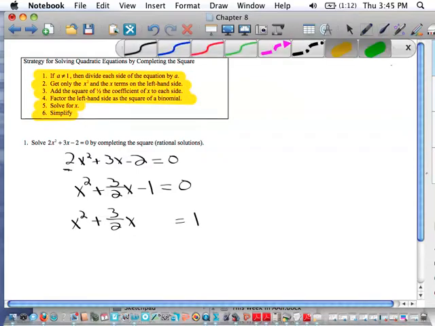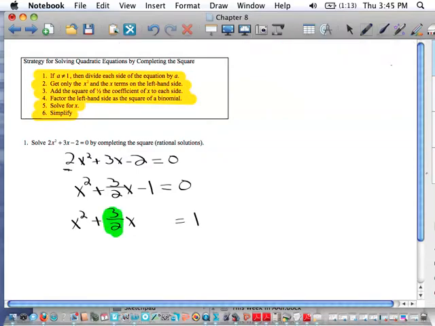Take that coefficient on x, that's the b, divide that by 2, so I get 3/4, and add 3/4 squared to the left-hand side, add 3/4 squared, which is 9/16 to the right-hand side. Now that I have an equation, whatever I do to the left-hand side, I also have to do to the right-hand side. So when I add that third term to make my perfect square trinomial to the left, I must also do that to the right.